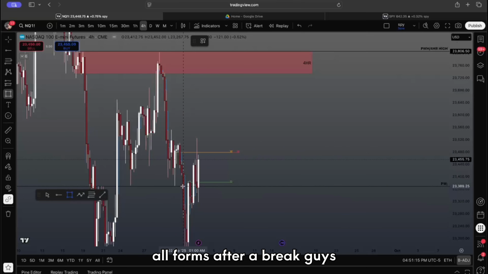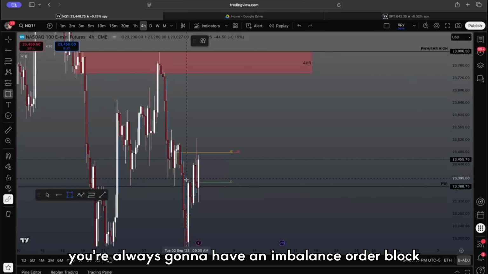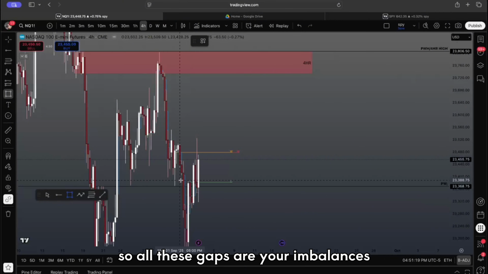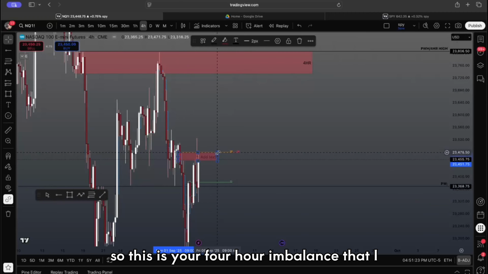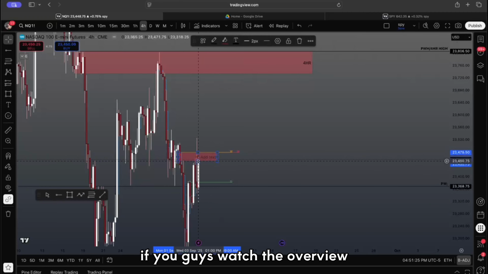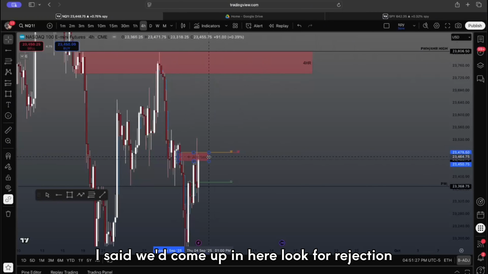What forms after a break, guys? You're always going to have an imbalanced order block. So all these gaps are your imbalances. So this is your imbalance that we rejected today. So this is your 4-hour imbalance that, if you guys watched the overview, I said we'd come up in here, look for rejection, which we did.